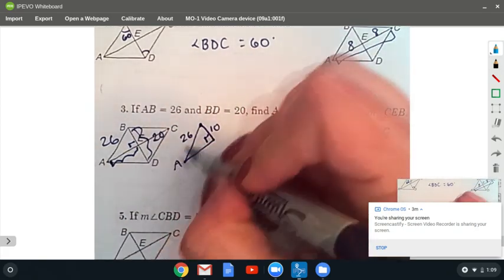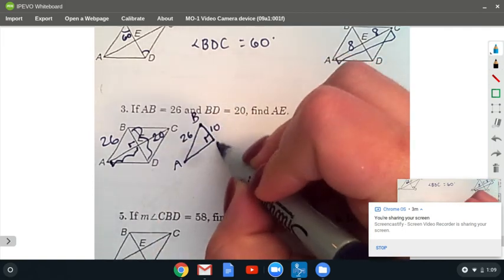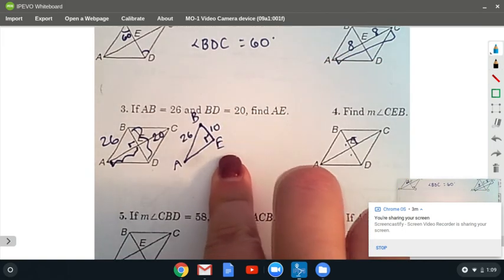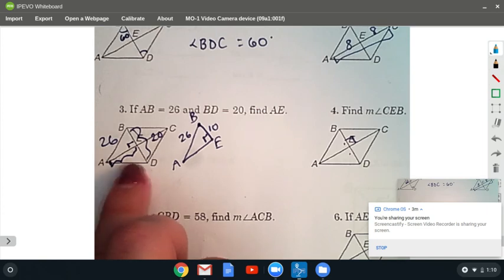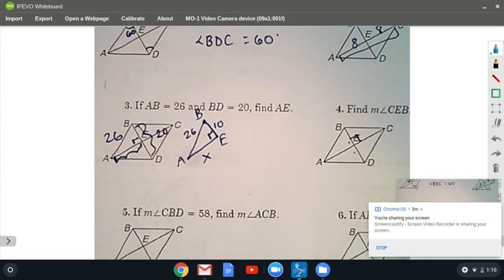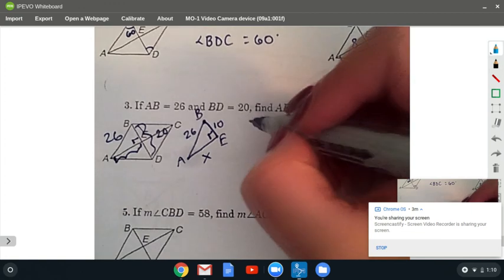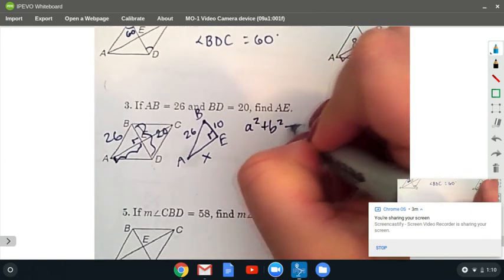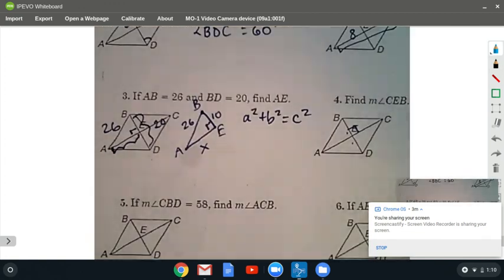And this is triangle ABE. I'm just pulling it out so it's easier for you to see. And they told you that this part AE is what we're going to find, so x. Now, most of you should recall, this is a right triangle. Any way to find a missing side in a right triangle, I can always use the Pythagorean theorem.